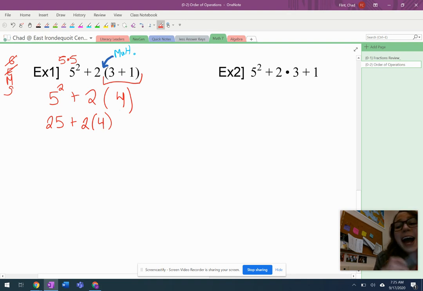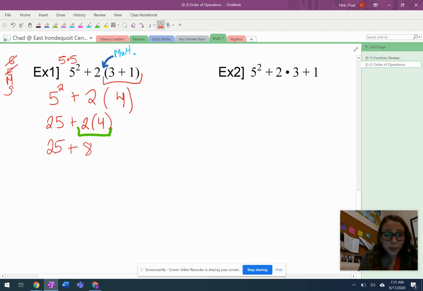Remember that M is not just multiplication, it's multiplication or division. And I do have a little bit of multiplication I can do right here with the 4 times the 2. 4 times 2 gives me 8. Carry everything else down. So now last but not least, 25 plus 8, which would be 33. So for our first example, we got 33.